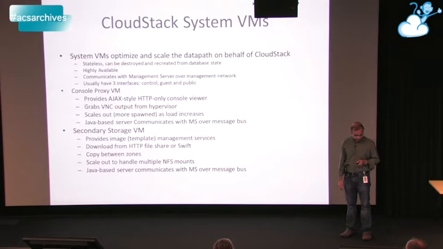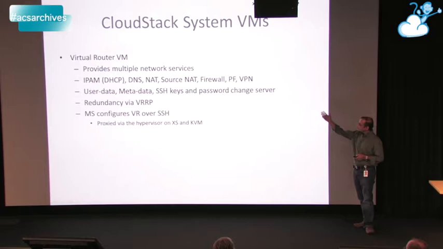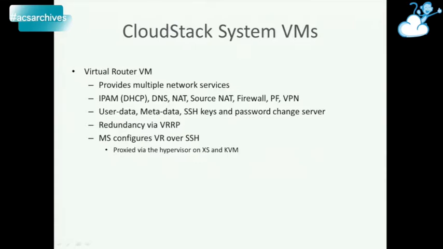And last but not least, virtual router VMs provide all these wonderful services. So you can do redundancy. Typically, the management server configures the virtual router over SSH. If it's a XenServer or KVM, it'll proxy through the hypervisor. What it does is send a plugin command to the hypervisor, and then the hypervisor sends an SSH command to the virtual router.